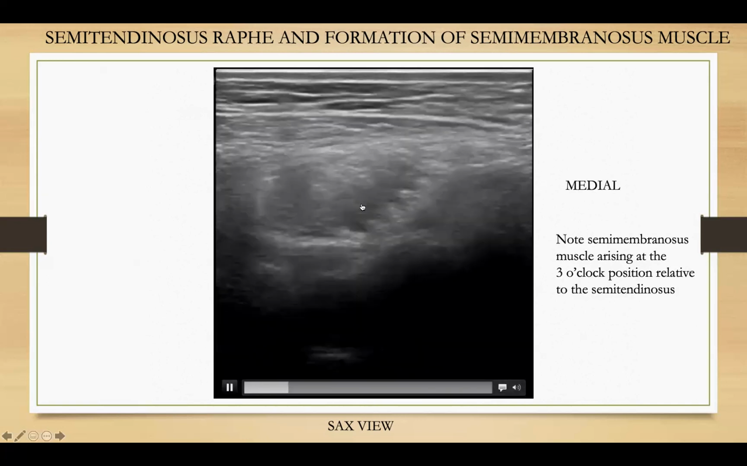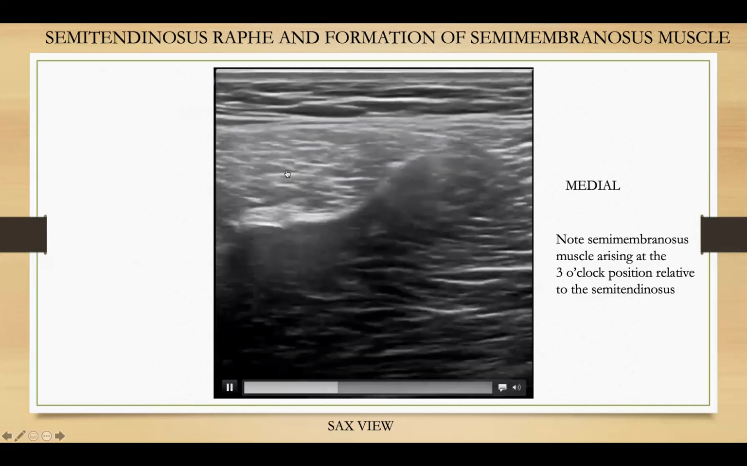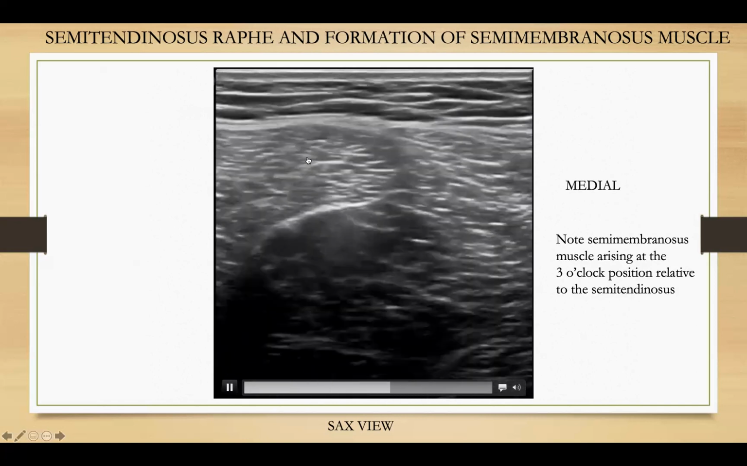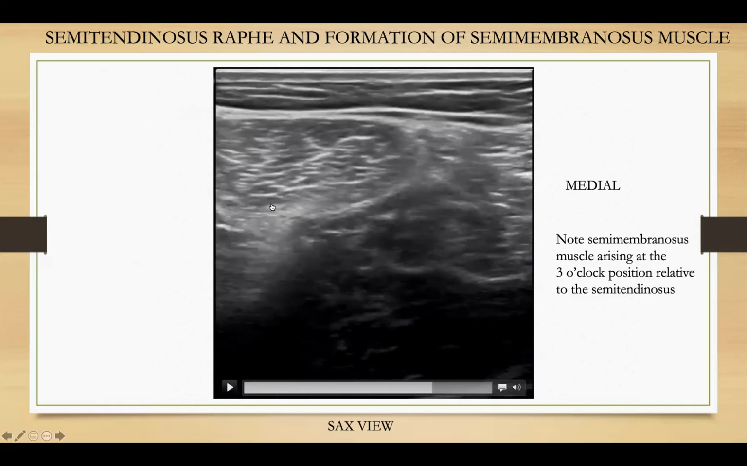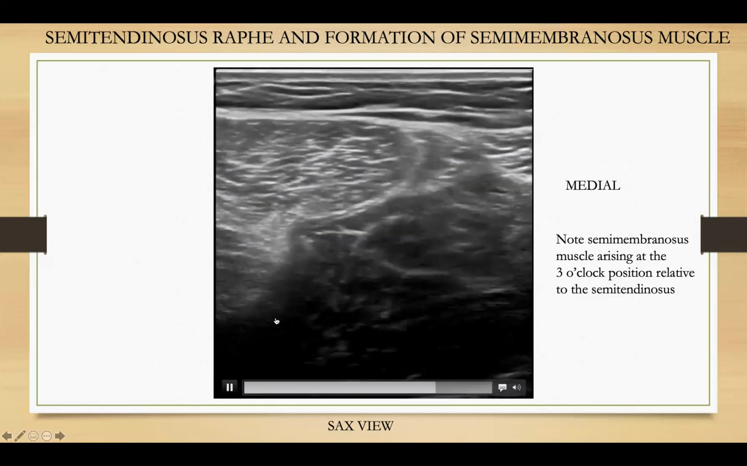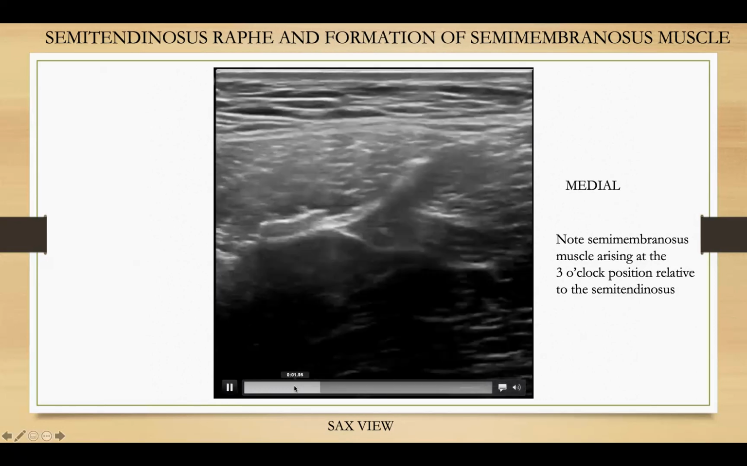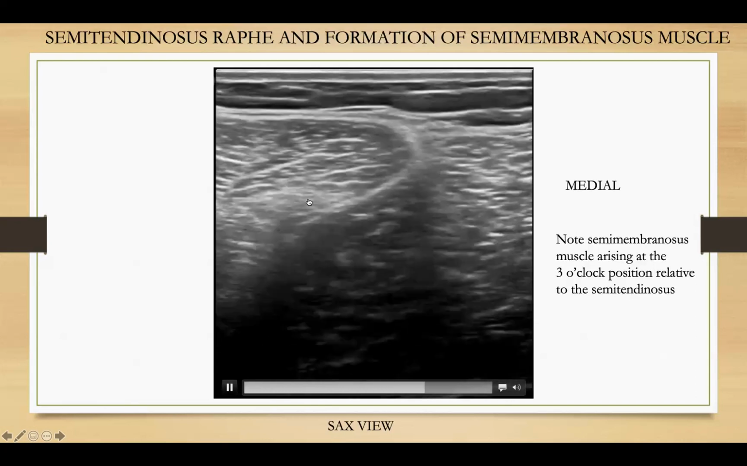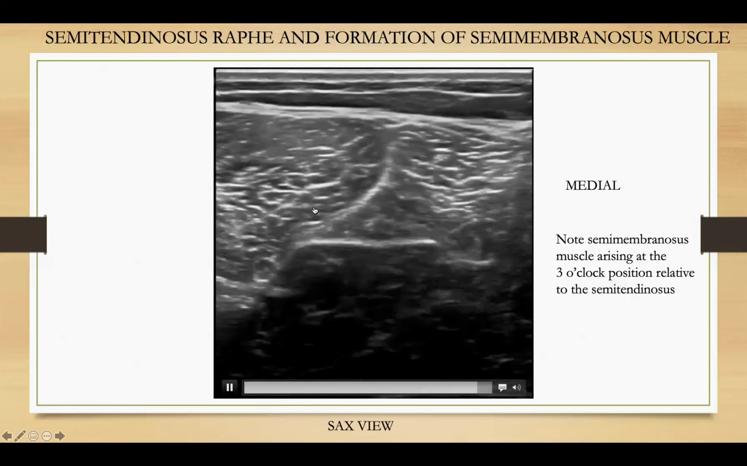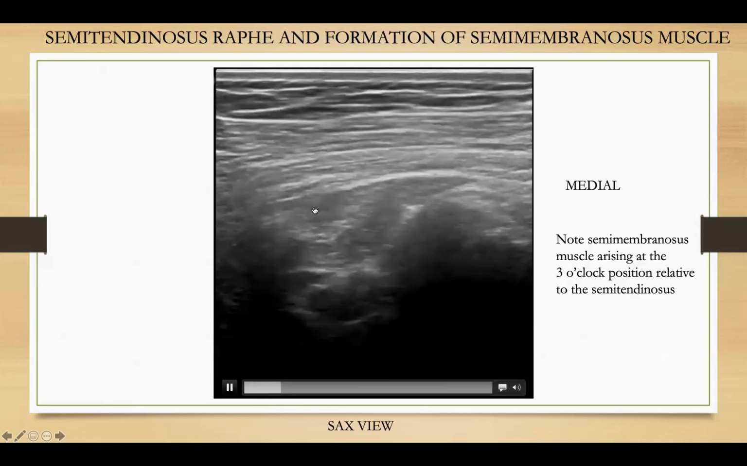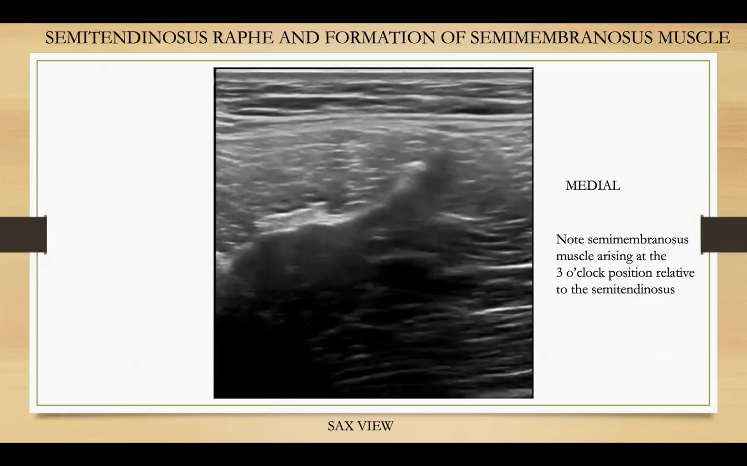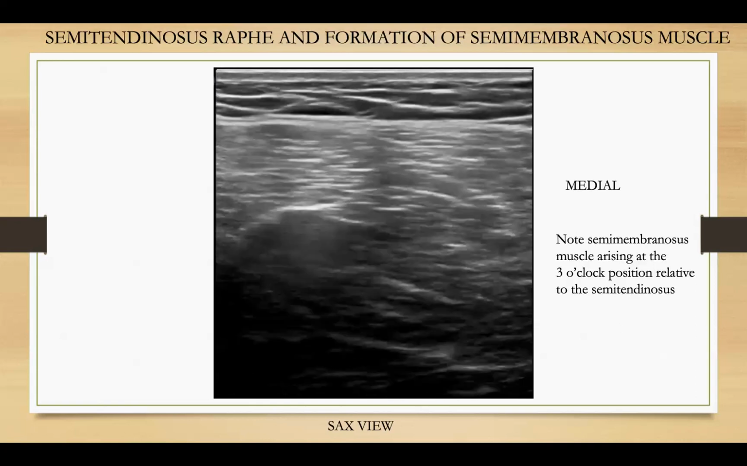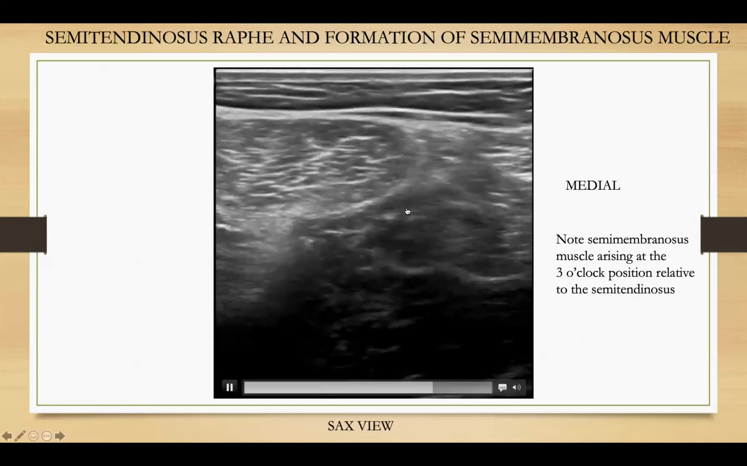I want you to take note of the semitendinosus muscle here. You're going to see a relatively hazy white structure right here come down and move from a relatively superficial and medial direction to an inferior and lateral direction here. And that often is mistaken for the origin of the semimembranosus muscle, when in fact it's just a raphe within the semitendinosus muscle.